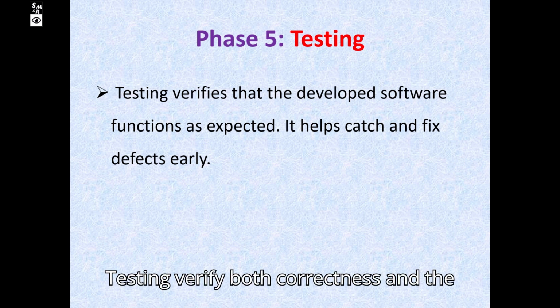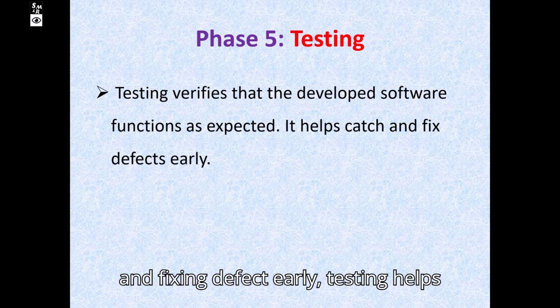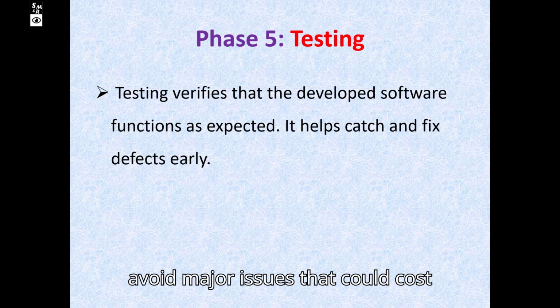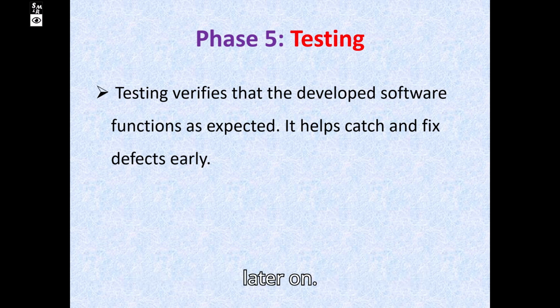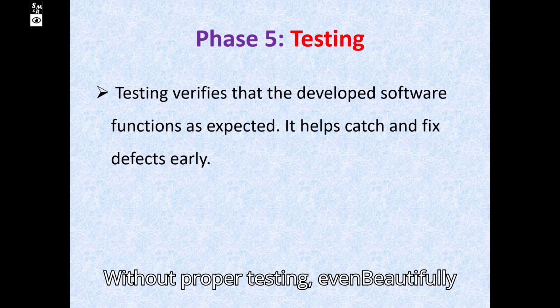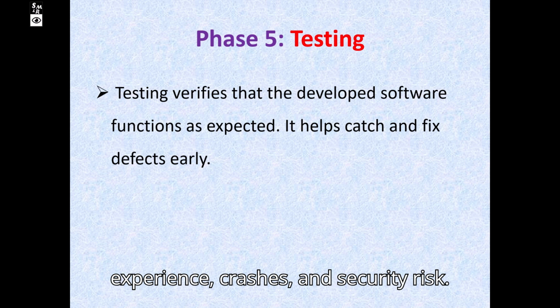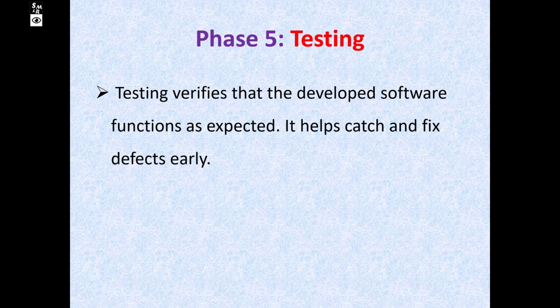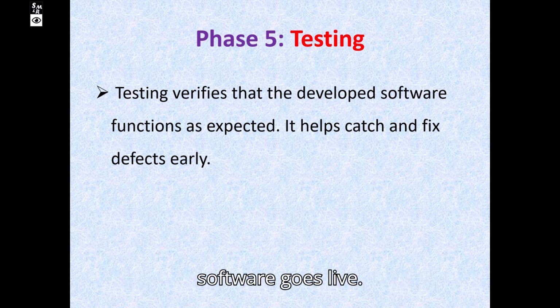Testing verifies both correctness and the reliability of the system. By catching and fixing defects early, testing helps avoid major issues that could cost time, money, and even user trust later on. Without proper testing, even beautifully written code can lead to poor user experience, crashes, and security risks. That's why this phase is so critical. It's our final checkpoint before the software goes live.